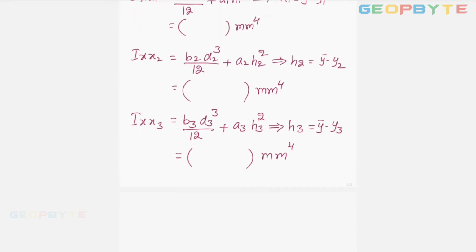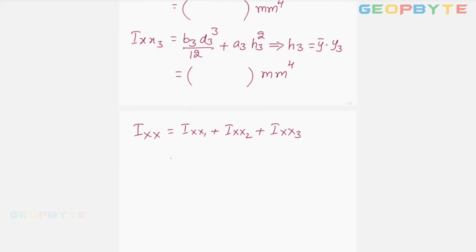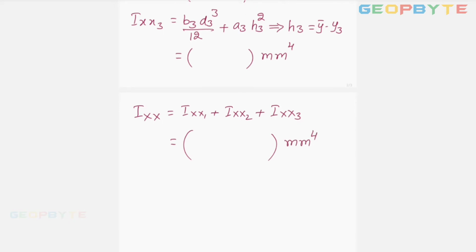Now the total moment of inertia about x axis, Ixx equal to Ixx1 plus Ixx2 plus Ixx3. You substitute all the values for getting it in mm power 4.